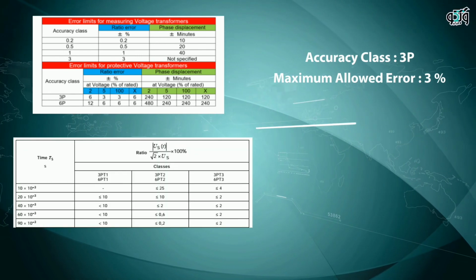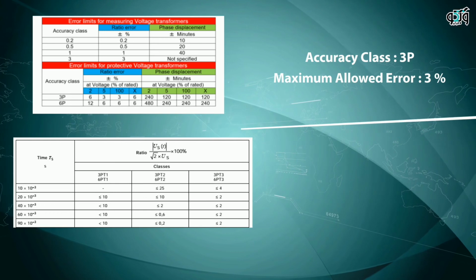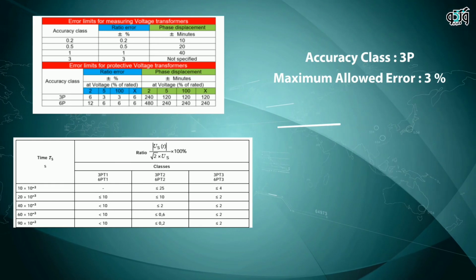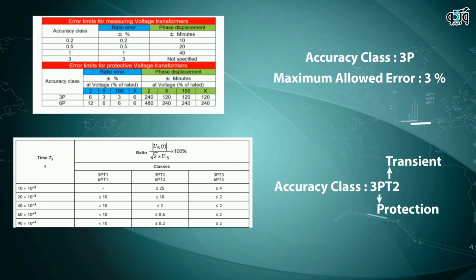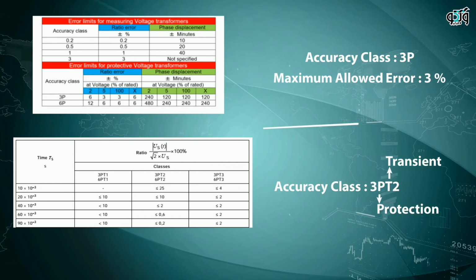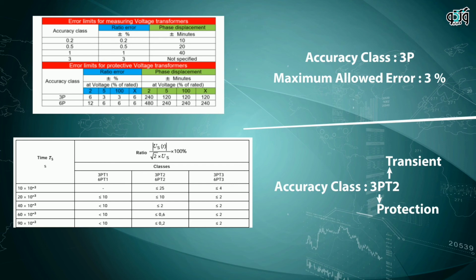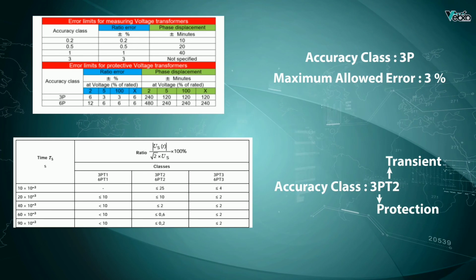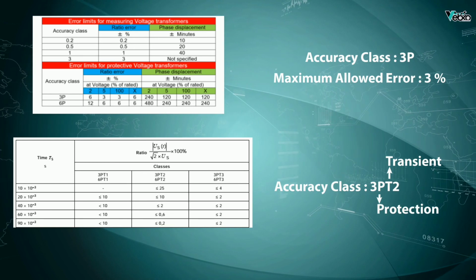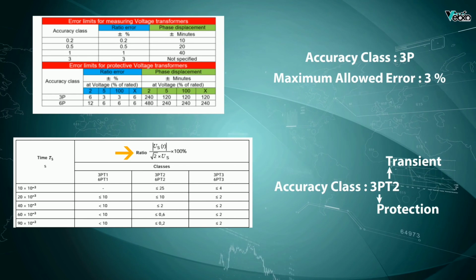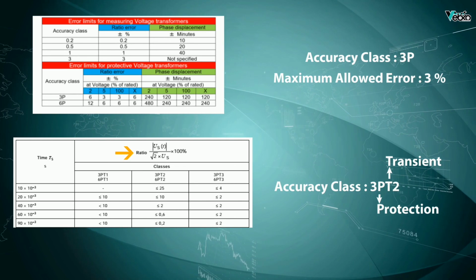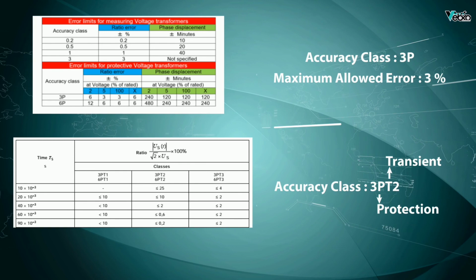Moreover, in the IEC standard, three classes of T1, T2, and T3 are considered for the function of the CVT in the transient state. For example, the 3P T2 class indicates that the 3P class is for protection purposes, and the T2 class is for transient states. Classes related to the transient responses are defined in the following table. In the above relation, UST is the response for the transient secondary voltage.